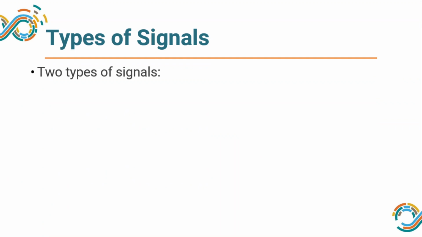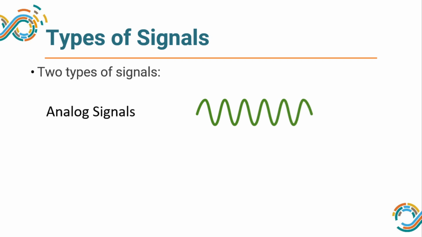The first one that we have is called analog signals. These are also natural signals. All the signals that exist in nature like our voice, light, temperature, all these are called analog signals. They are continuous real numbers. They can have any values.